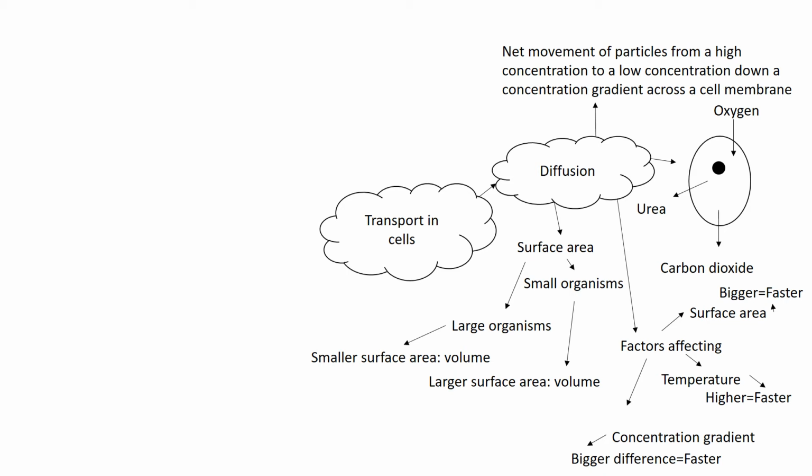So if you are a small organism, you don't need a complex transport system like we do, because the surface area is big enough to provide what it needs across that membrane compared to its volume.